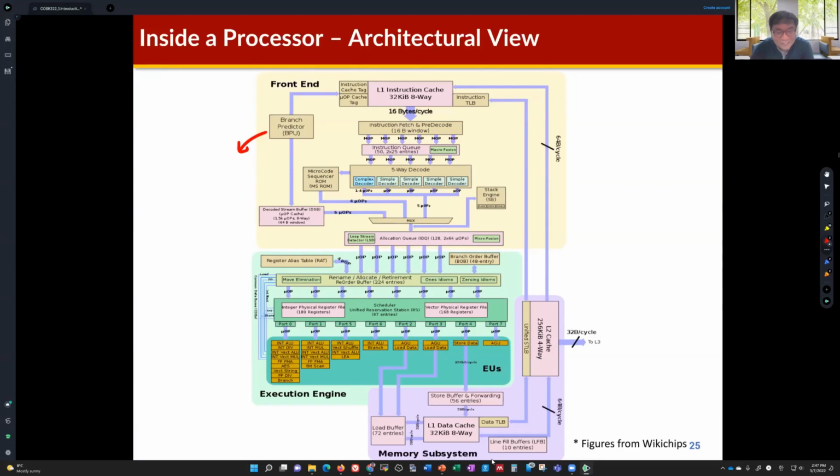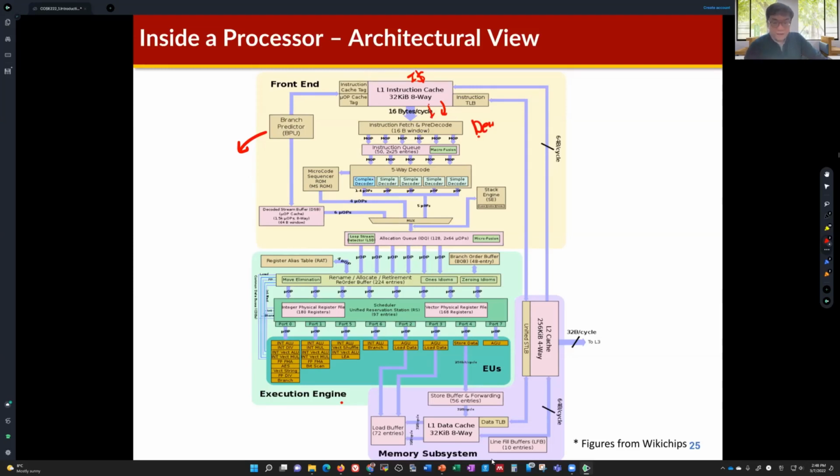It's okay. If we see this figure, we can find, oh, this is the decoder, or this is the instruction cache. The instructions are stored in this instruction cache and read from it. Then the instruction is delivered to the decoder. With this decoder, different kinds of instructions are decoded and then executed by different kinds of execution engines. So this is an example of an architectural view.